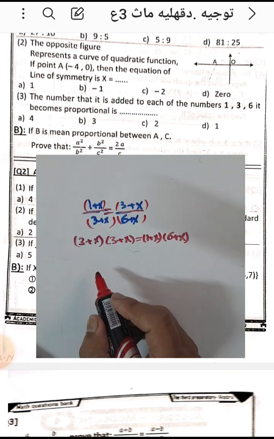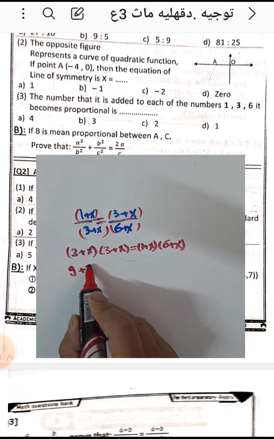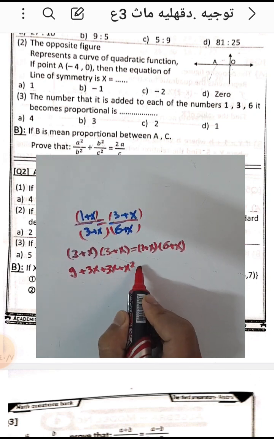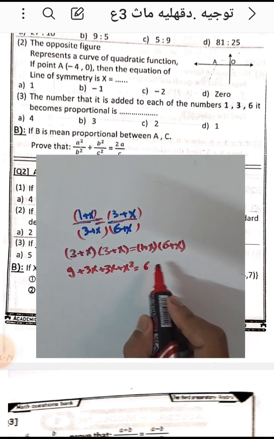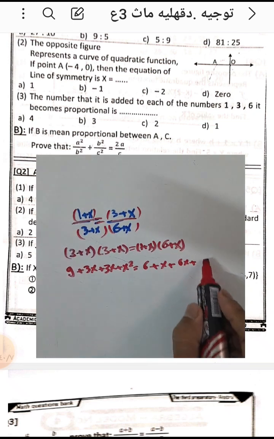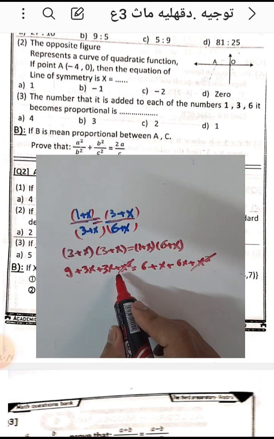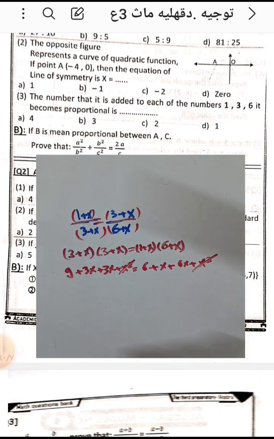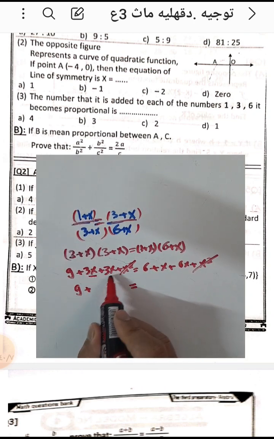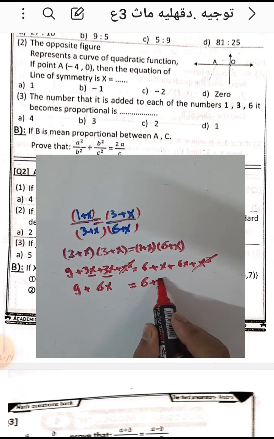Then doing the steps here, 3 times 3 equals 9. 3 times x is 3x, and x times 3 is 3x, and x times x equals x power 2. 1 times 6 equals 6, 1 times x equals x, 6 times x equals 6x, and x times x is x power 2. Then we cancel x power 2 with x power 2. Then 9 equals 3x plus 3x, which is 6x, and here 6 plus x plus 6x, 7x.